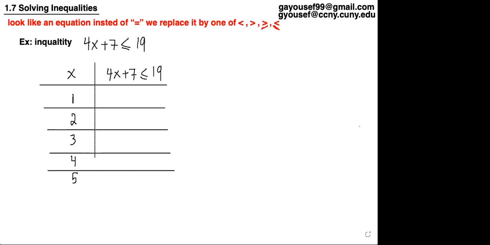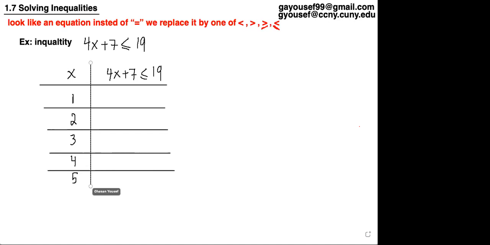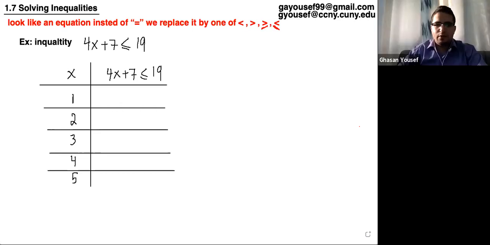When you plug in 1 for x, it's 4 plus 7, which is 11. 11 is less than or equal to 19. So that's right. For number 1, we plug the 1 here: 4 times 1 is 4, plus 7 is 11, like the student said. 11 is less than or equal to 19.